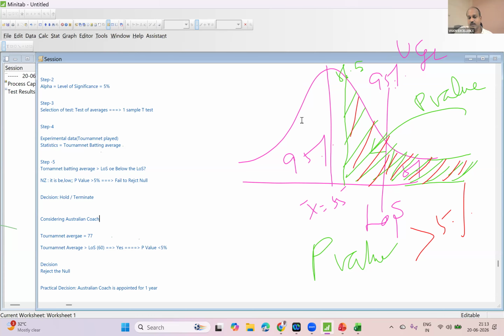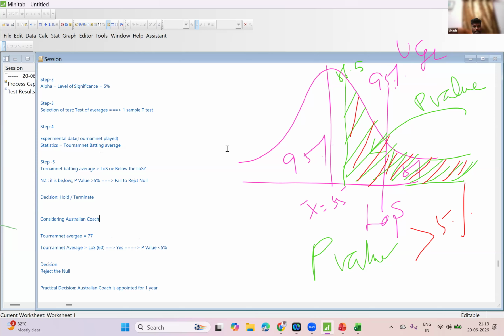In this case, we only want to see whether the average is improved or not. That is my question. So I don't want to consider the lower confidence limit. I consider only the upper confidence limit. Value wise, this is 60, right? And area wise, 95% on the left side. And the same line is now renamed as line of significance, because I am going to check whether my statistics crosses this line or not. Clear so far? Okay.